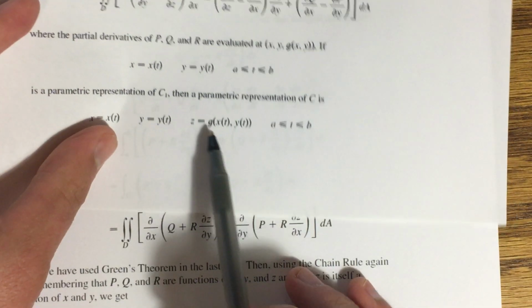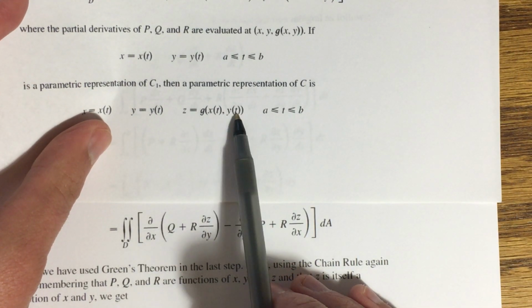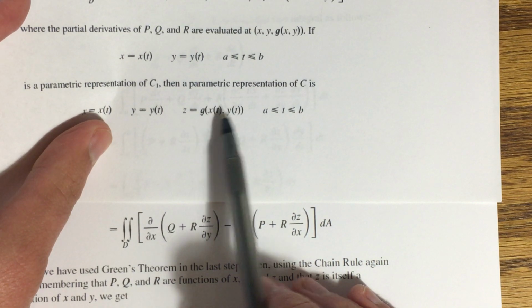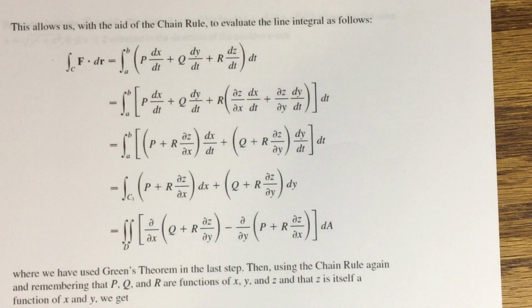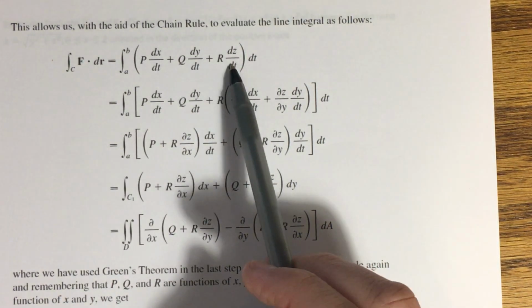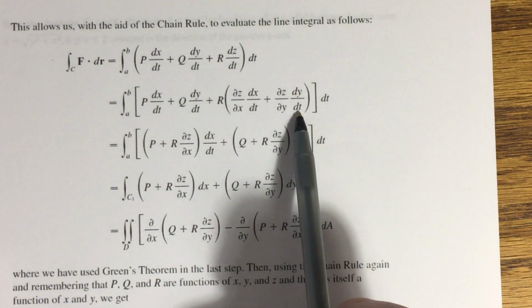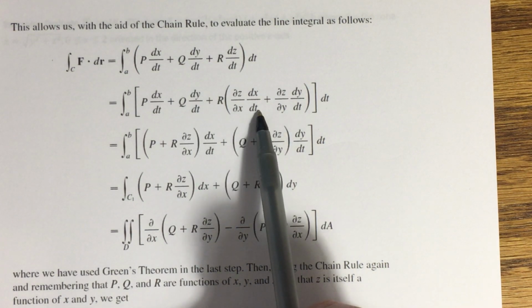In particular, z is a function of x and y, and each of those are functions of t. So when I'm talking about dz/dt, I can use the chain rule, the multivariable chain rule, to expand that to this. This comes straight from our chain rule right here. Okay?